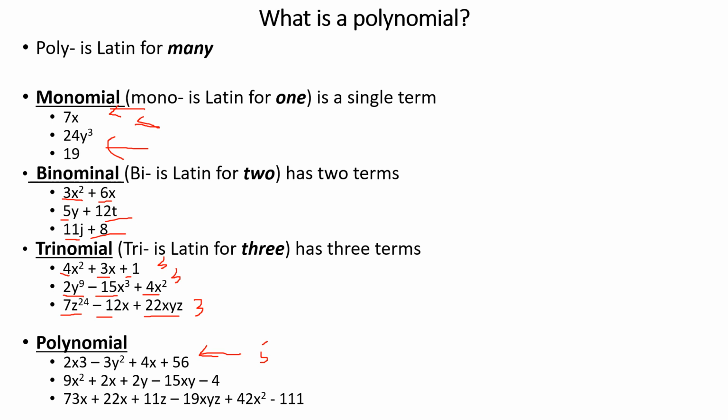This one has 5, and it has many. It has the word poly. 9x squared plus 2x plus 2y minus 15x minus 4. And this one has 6: 73x plus 22x plus 11z minus 19xyz plus 24, 42x squared minus 111. That is 6. Again, these are polynomials.